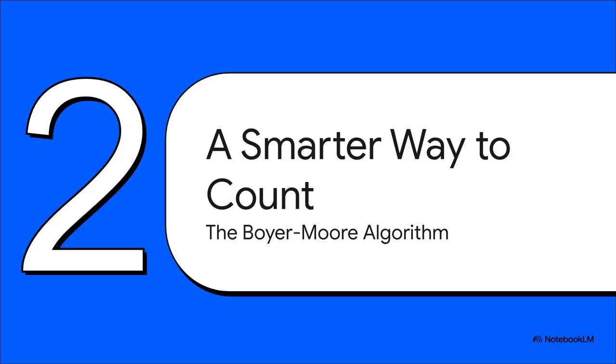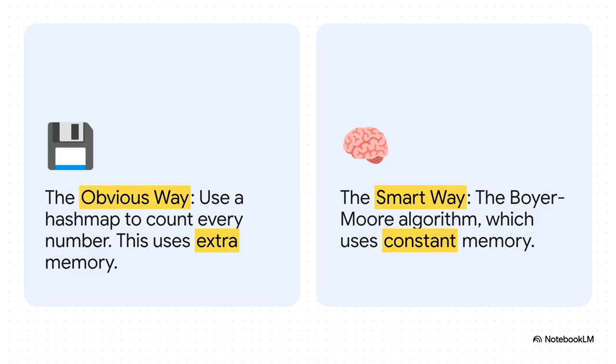So how do we find this winner efficiently? We need a smarter way to count. And this is where things get really cool. We're going to use a brilliant method called the Boyer-Moore voting algorithm. You know, the first thing you'd probably think of is using something like a hash map to keep a running count of every number. And that's basically our giant tally sheet we wanted to avoid. It works, sure, but it uses extra memory. The smart way, the Boyer-Moore way, finds the winner without that tally sheet, using almost no extra memory at all.